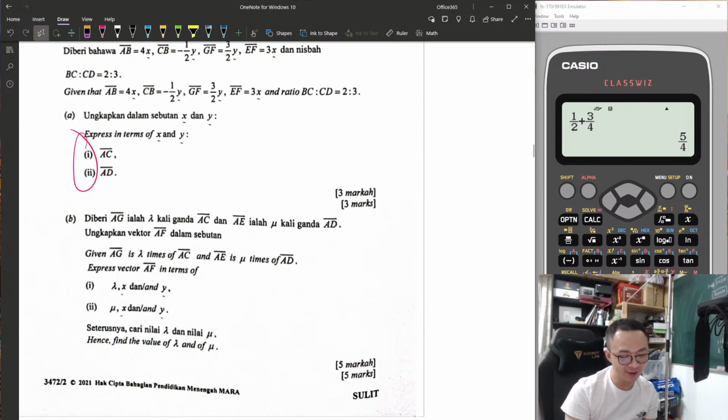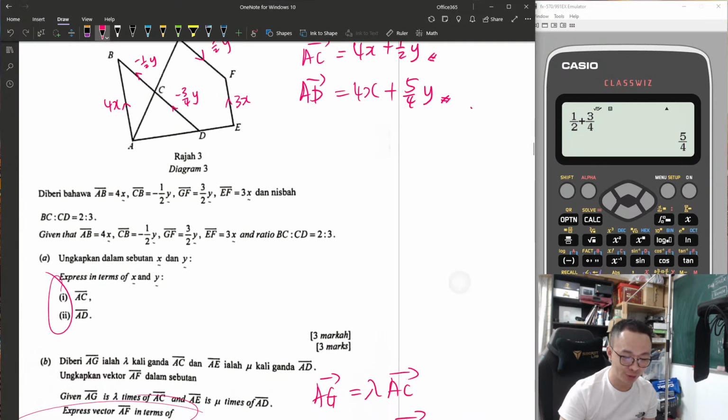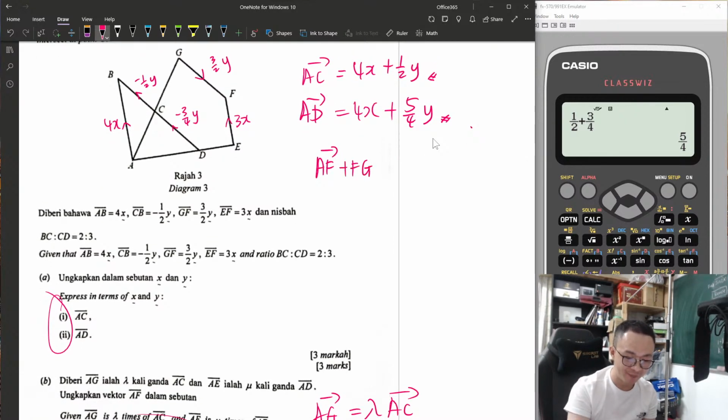Okay, then we are given that AG is lambda of AC, and AE is mu of AD. Express AF. Okay, so I want AF. So AG is equal to AF plus FG, right? Do I have FG? Yeah, I have FG. So AF plus FG equals lambda AC, which is 4x plus half y.